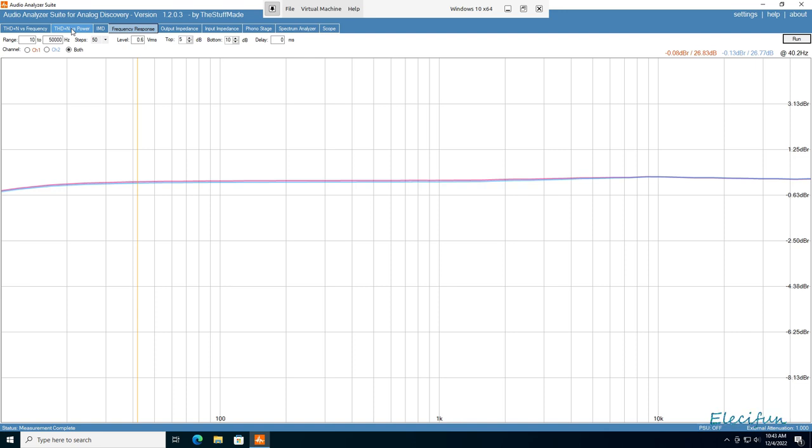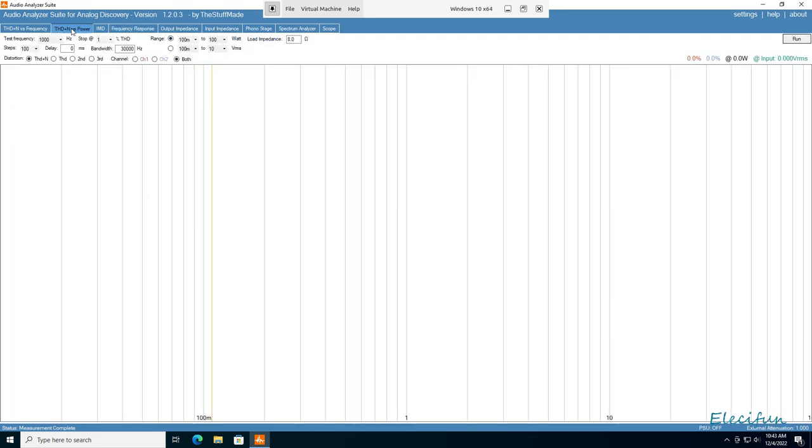And now the next one that we're going to do is the total harmonic distortion versus power, both channels again. This time we're going to go from 10 milliwatts to 100 watts. I've got it to stop at 1% THD. Okay, I think that's good enough for the test at 1% THD. And so let's get that running now.